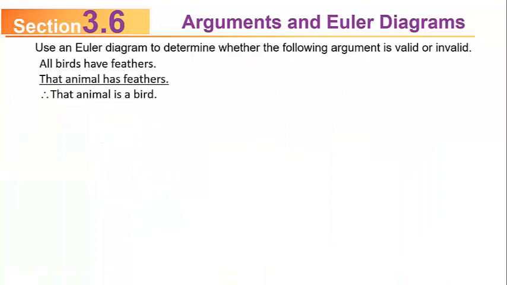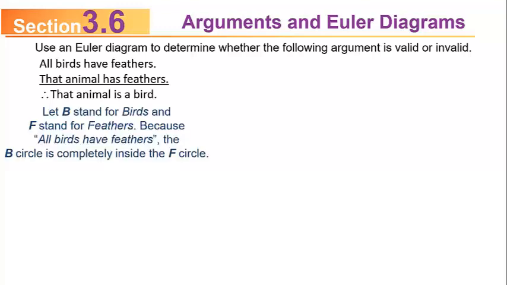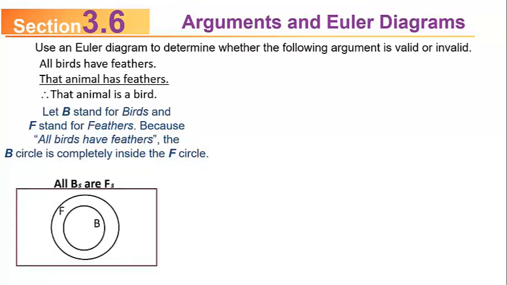Another one. All birds have feathers. That animal has feathers. Therefore, that animal is a bird. Again, drawing the Euler diagram and labeling circles, we'll let B stand for the bird circle, F stand for the feather circle. Because all birds have feathers is the first premise, the B circle is completely inside the F circle. That would be illustrative of the statement, all Bs are Fs.